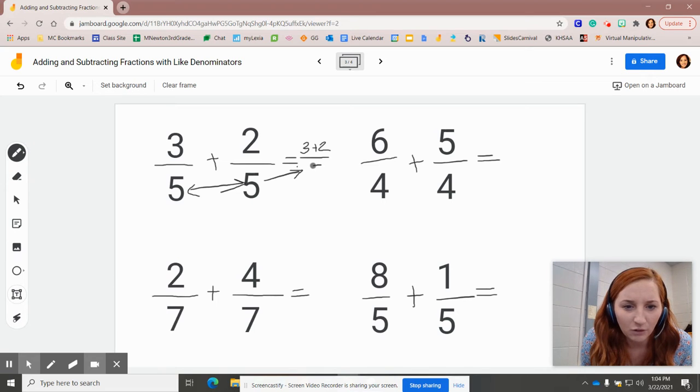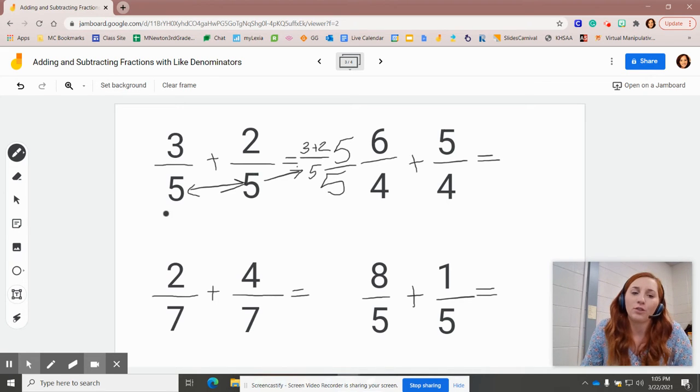So I have 3 plus 2 over 5. Well, 3 plus 2 is 5, and our denominator stays the same, so 5/5. So 3/5 plus 2/5 equals 5/5, which is the same thing as 1 whole.